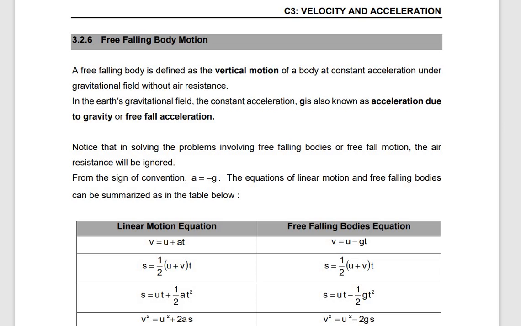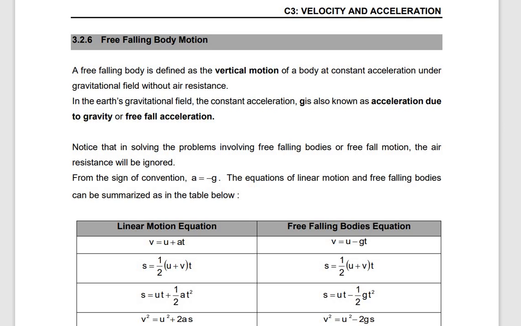Okay, in the Earth gravitational fields, the constant acceleration, kita define dia as g, is also known as acceleration due to gravity, or we call it a free fall acceleration. So notice that in solving the problems involving free falling bodies or free fall motion, the air resistance will be ignored.